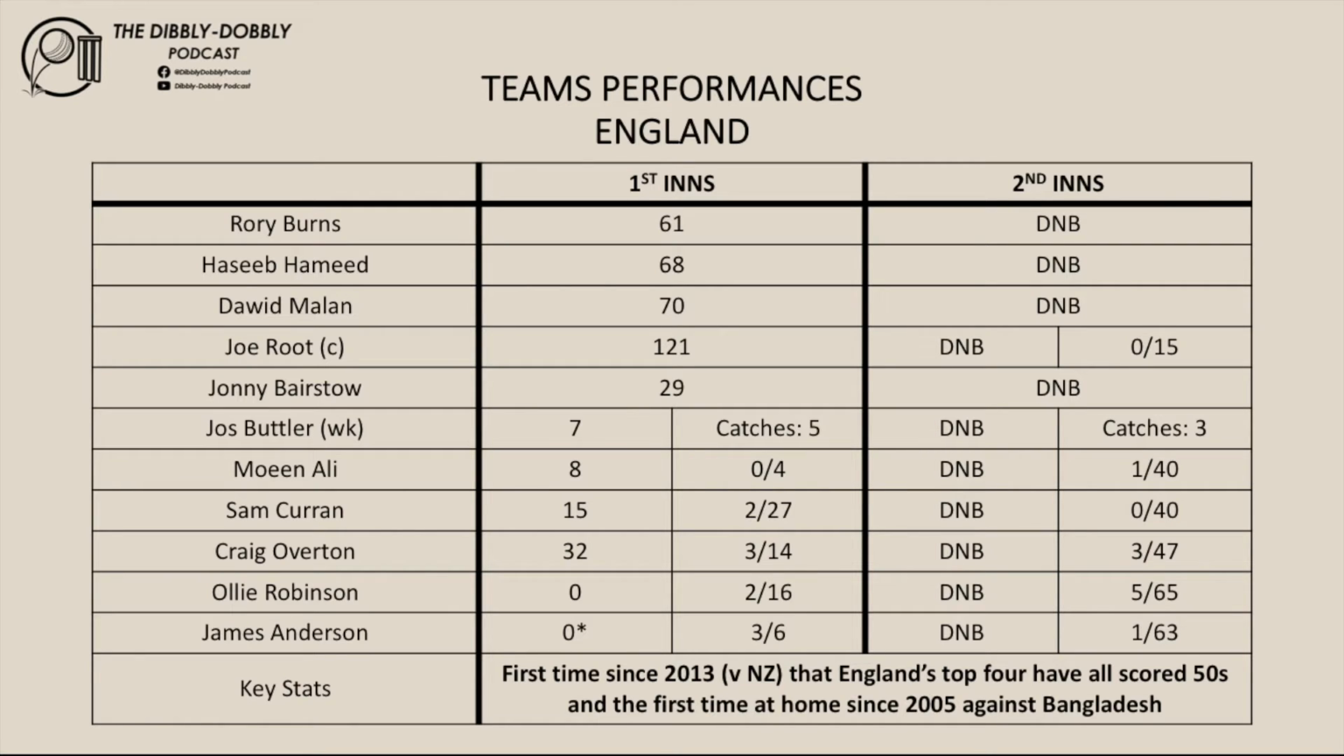They batted magnificently. Yet again, Joe Root in the first innings scoring another century. The top order did well, all scoring 50s. It's the first time that England's top 4 have all scored 50s in the same test match. The last time they did this was back in 2013 against New Zealand. The last time it happened at home for England in a home test match was back in 2005 against Bangladesh.